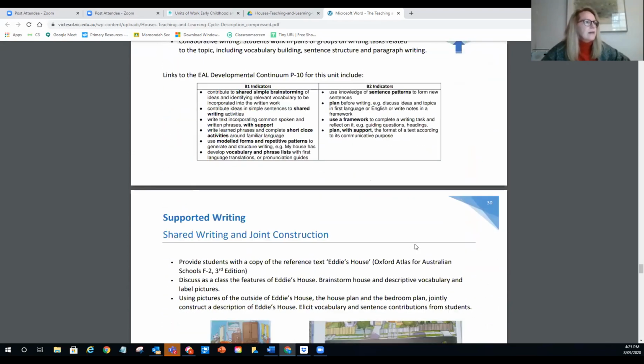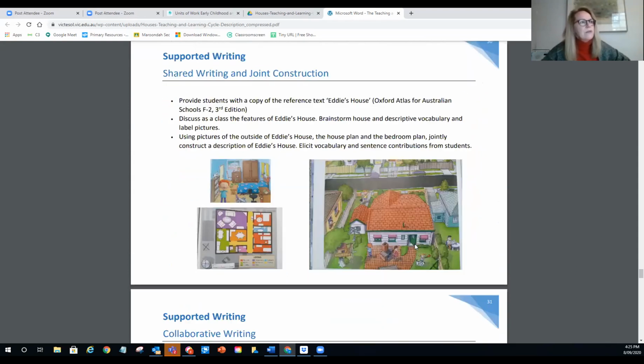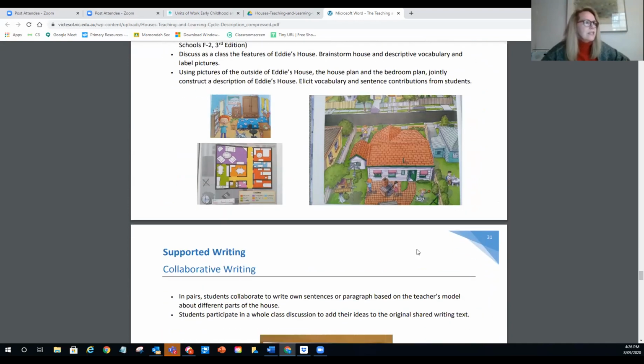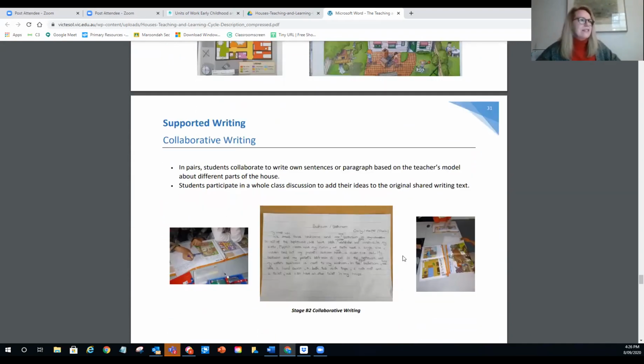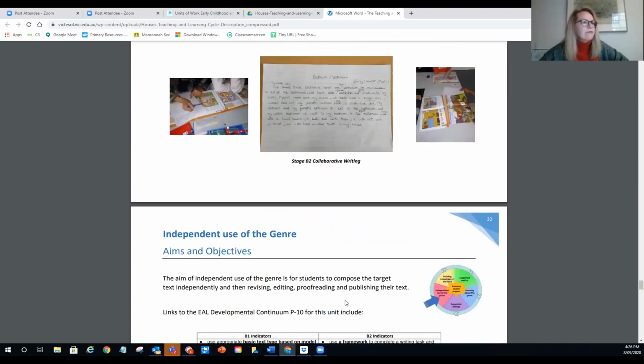Supported writing, we do a joint construction here. So we find a plan of a house, a picture of outside the house. So together we will jointly construct. Anne, you know all about joint constructions. Anne and I have done some of those at Monash. And so jointly construct the text with the students offering up the language, and the teacher then either recasting it or writing what the students are saying and helping, teaching them jointly how to construct a good description. Sometimes collaborative writing, working with groups.